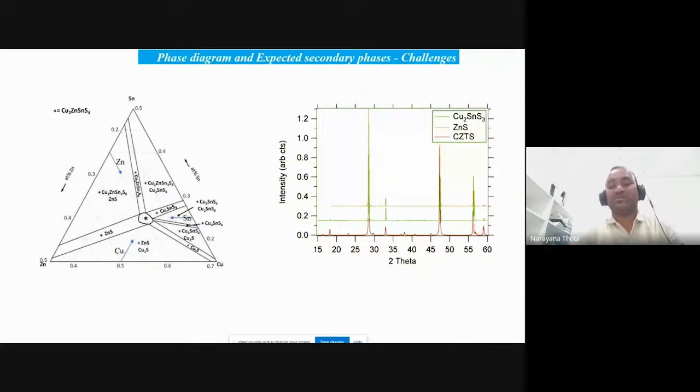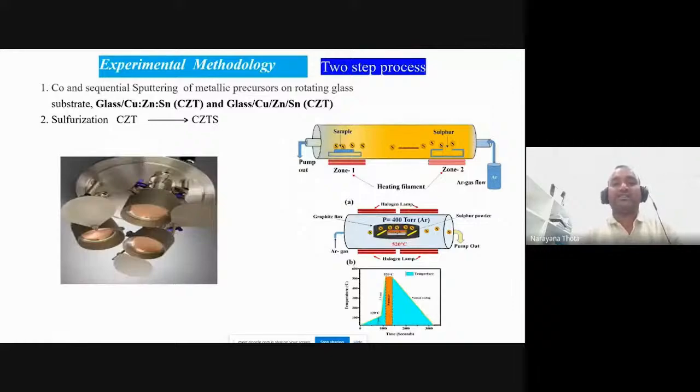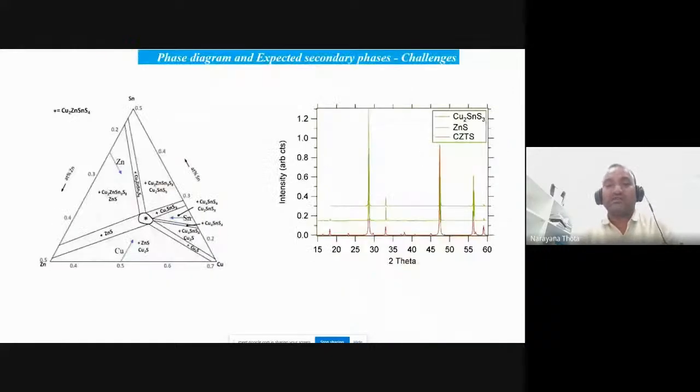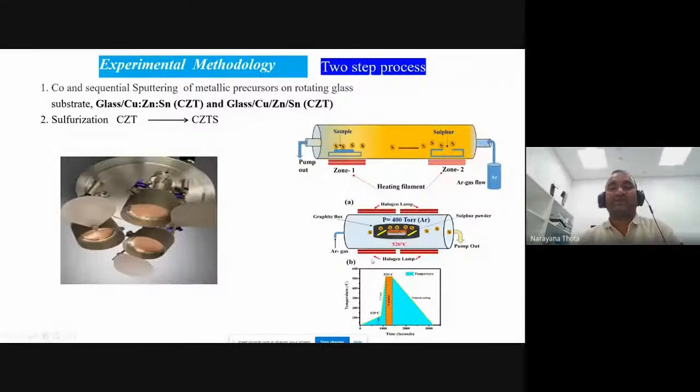The growth method. Growth needs very precise control. So generally, we work on CZTS thin film solar cells. We have adopted a two-step growth mechanism. First, we deposited copper, zinc, tin by using the sputtering method.